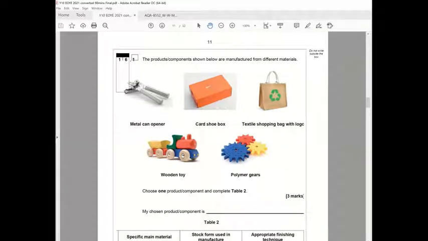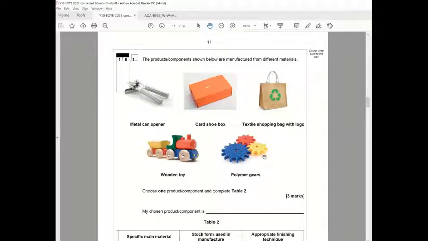We have a can opener made out of stainless steel. We've got the shoebox made out of corrugated card. We've got this, is it a taupe bag, sort of woven bag? I think it is anyway. I think it's a woven, yeah, it's textile, so it would be. Now we've got a wooden toy, and then we've got polymer gears.